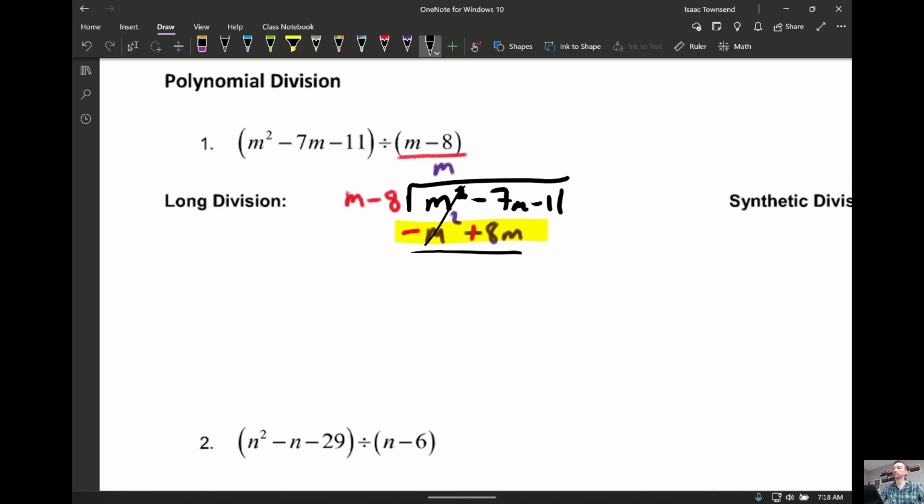If they didn't, I would probably need to question my pick here. And then over here, again, this is not negative 15m because we're really subtracting a negative 8m. These combine to be 1m. And then you've got a minus 11 that has nothing to combine with. So those are the long division steps, and now we're just going to repeat them.